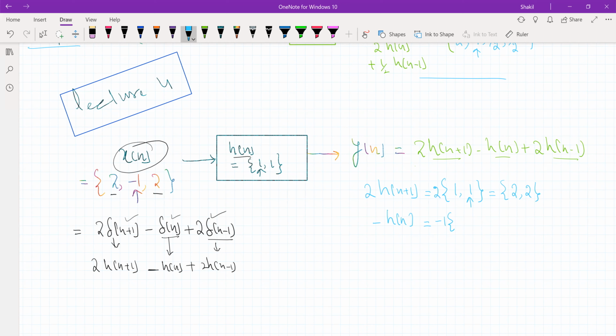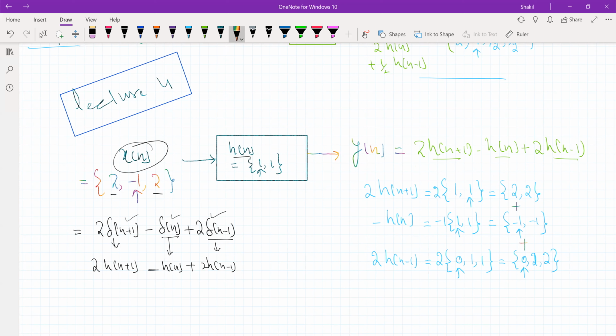So now next is minus h of n. Minus h of n means multiplying every sample point by minus 1. So you can say that every sample point gets multiplied by minus 1. Then twice h of n minus 1 means simply delaying every sample point by 1, and then we are scaling those values. Multiply 0 by 2, that is 0, 2, and 2. So this is the output, and our job is to add this in the response.